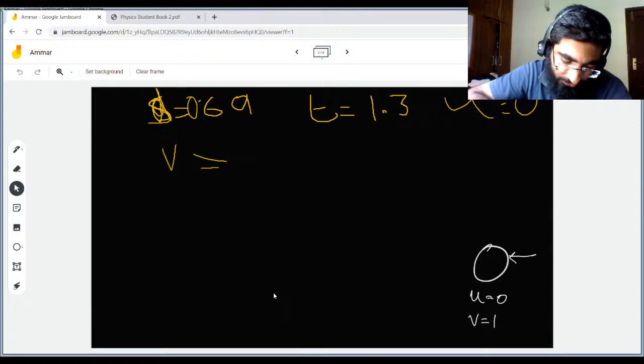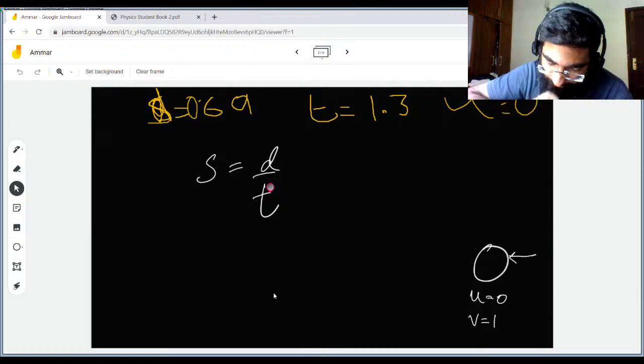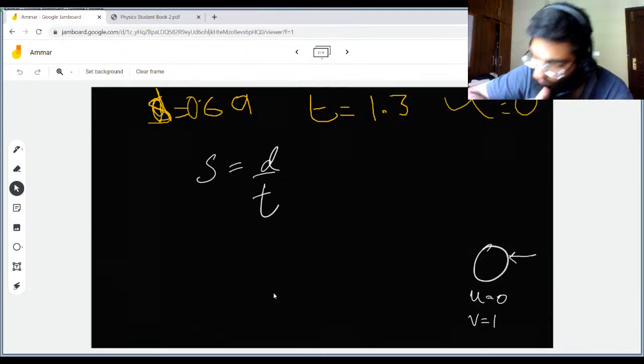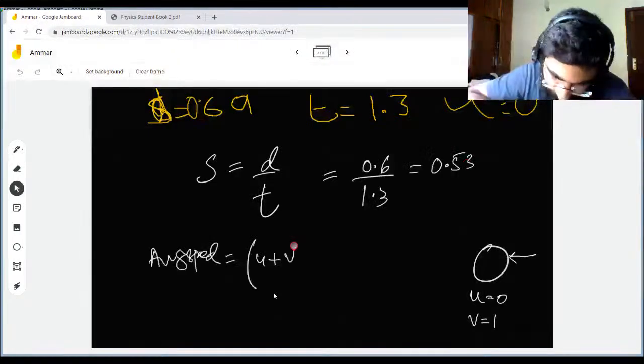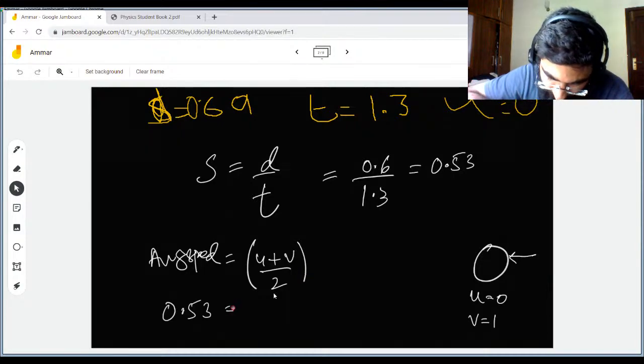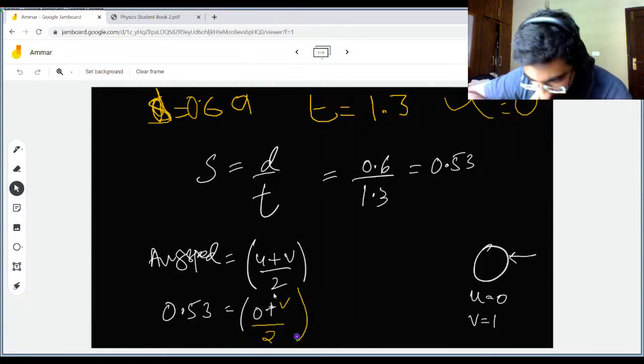So you said speed is equal to distance per time. All right, speed is equal to distance per time by 2. So 0.53 is equal to, u is 0, v is, v divided by 2. So 2 into 0.53 is how much?